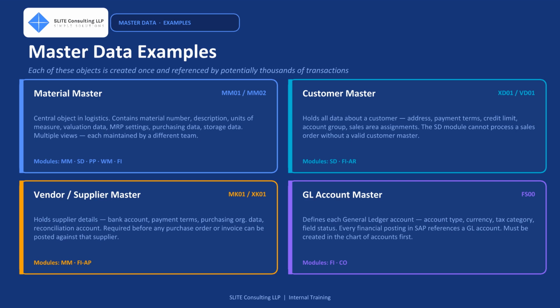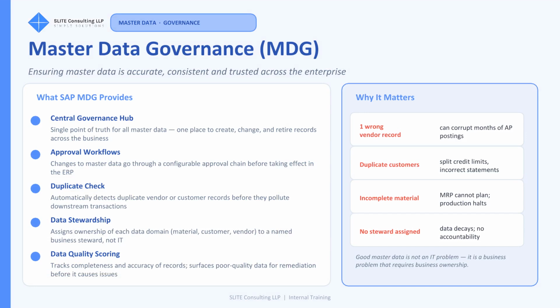The GL account master, FS00, defines each general ledger account, account type, currency, tax category, and field status. Every financial posting in SAP references a GL account, and the account must exist in the chart of accounts first. Master data governance is a discipline in its own right.